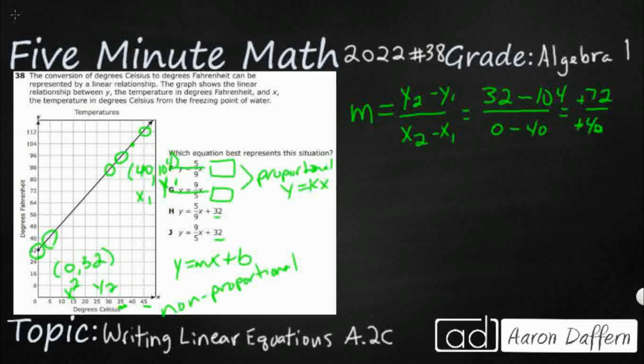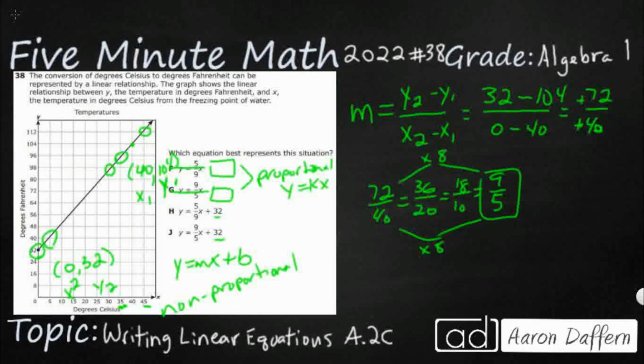All right, so 72 over 40. They're both even, right? So let's halve it: 36 over 20. Now I've got 18 over 10, and now 9 over 5. Some of you might have just divided by 8, and that would have worked. So there's your slope: 9 over 5. We already know our y-intercept is plus 32, which means our answer is J.